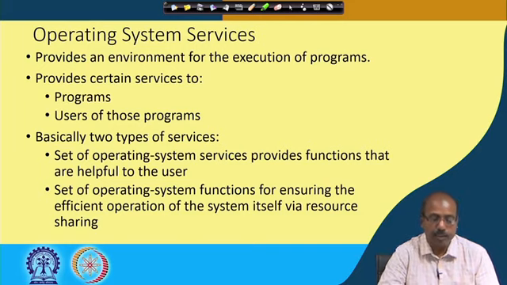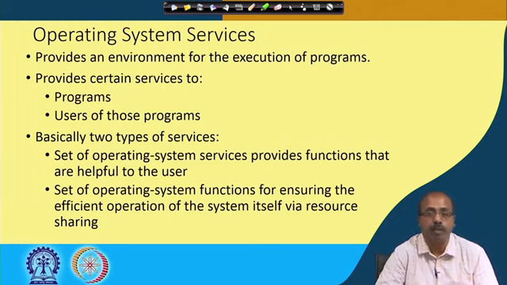Another set of operating system functions ensures efficient operation of the system itself via resource sharing. There are several resources in the system. Now, how do we allocate the resources? Ideally, no process should need to wait when it requires a resource. As a process is executing, if it finds that at some point it needs a resource, that resource ideally should be available at that point in time.